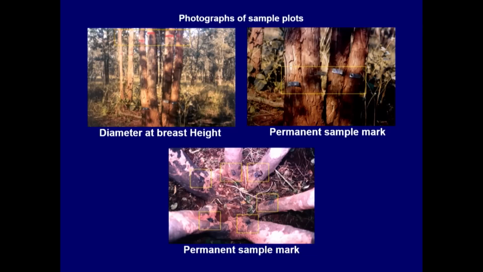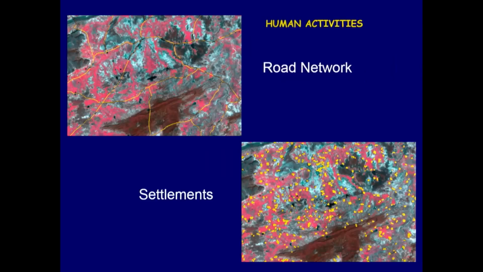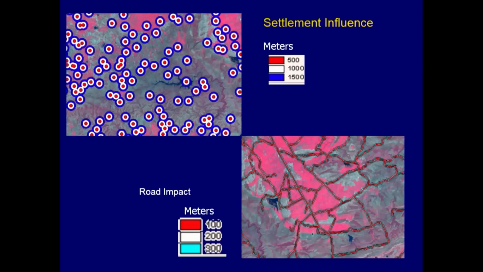Similarly, I can do it for all. We have been doing this very nicely for the last 6-7 years. The source of disturbance is normally roads and settlements, so we can create a GIS map. People can go 5 kilometers, 10 kilometers to collect fuel wood, or for fire, or medicinal plants, or any game.